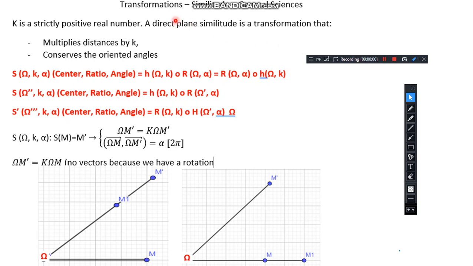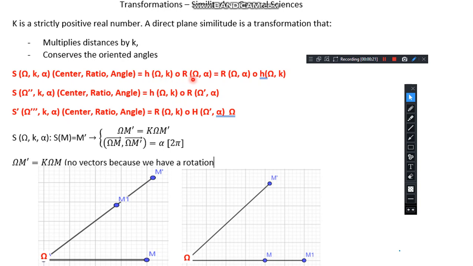Hi students, our study is about similitude. Similitude, like other transformations, has its own characteristics. It has a ratio k and an angle alpha. So a similitude has a center omega, ratio k, and angle alpha. It's a composite of a homothety and a rotation.